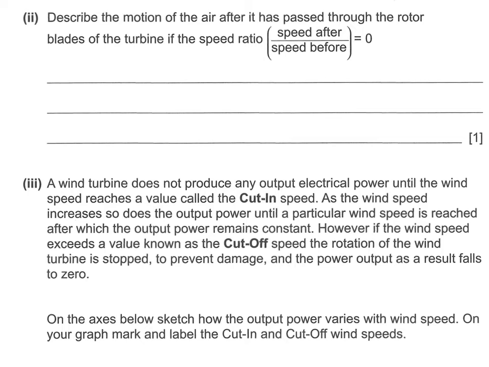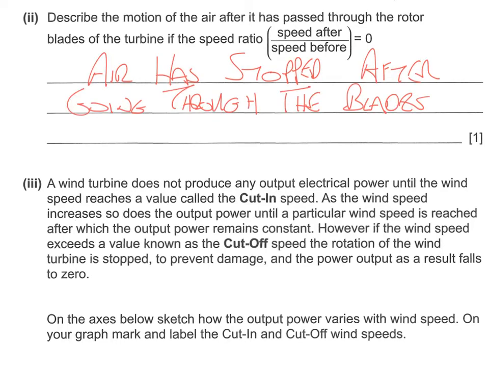Part 2. Describe the motion of the air after it has passed through the rotor blades of the turbine if the speed ratio, speed after over speed before, equals 0. Okay, so if the speed after over the speed before equals 0, then the top line needs to be 0. And if the speed after is 0, then the air must have stopped. Okay, so we can say that the air has stopped after going through the blades.